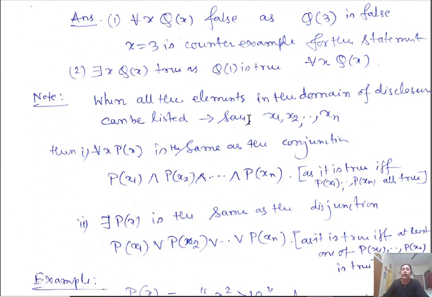Okay, when your domain consists of only a list of elements x1, x2, ..., xn, then for all x, P(x) is essentially a conjunction. Suppose I have only a finite number of elements x1, x2, ..., xn. Then for all x, P(x) means P(x1) and P(x2) and ... P(xn), because for all x, P(x) is true if and only if each of P(x1), P(x2), ..., P(xn) is true. And there exists x, P(x), in this case, is a disjunction: P(x1) or P(x2) or ... P(xn). If at least one of them is true, then it is true, if and only if.